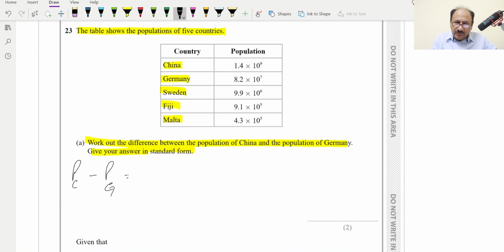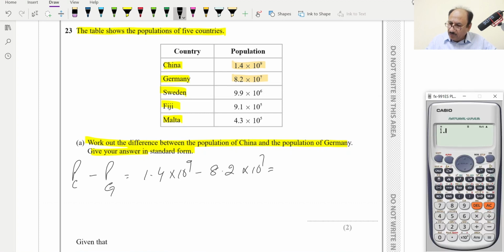So population of China minus population of Germany will be what? We can write population of China is this one, so 1.4 into 10 raised to power 9 minus population of Germany, which is this one, so we can write 8.2 into 10 raised to the power 7, and this will be equal to what? This will be 1.4 into 10 raised to the power 9 minus 8.2 into 10 raised to the power 7, and this is equal to this number.